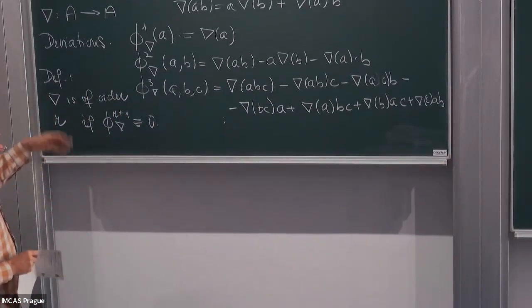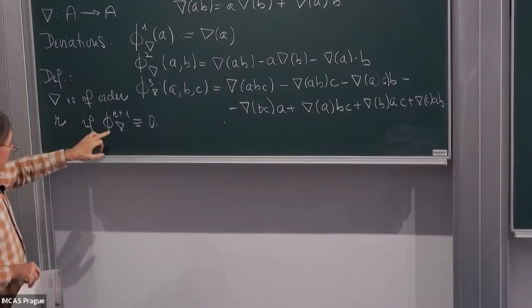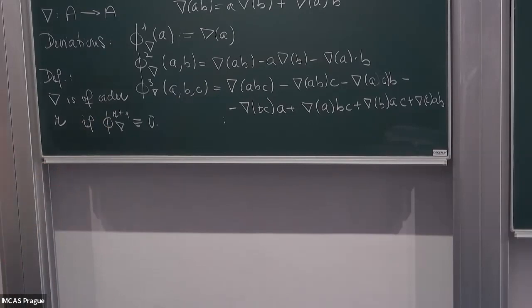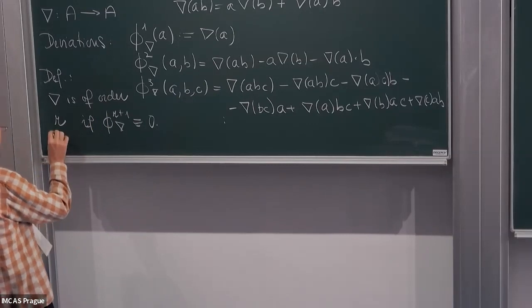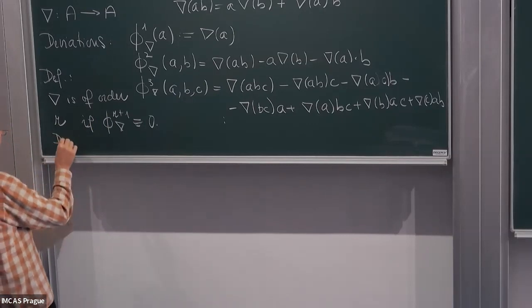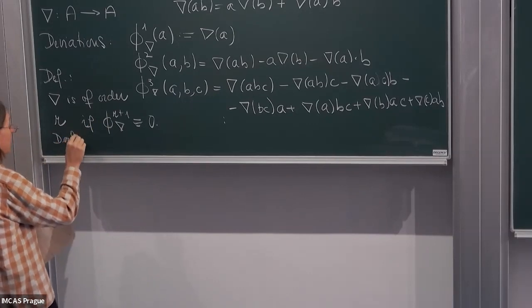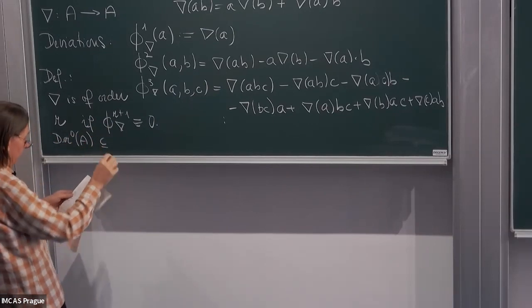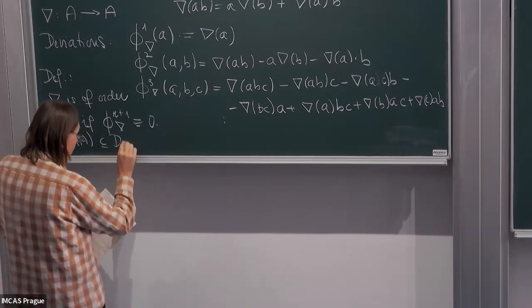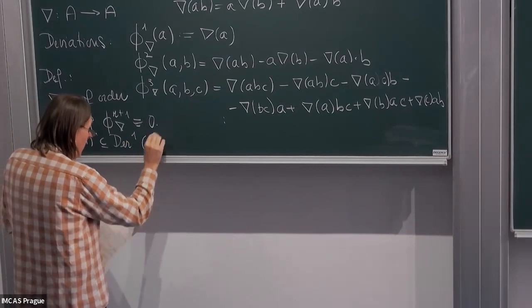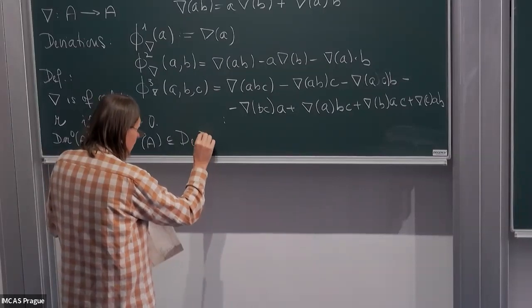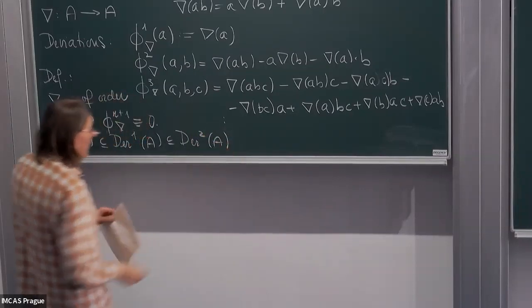Yeah, you can, for instance, easily verify that if phi s vanishes, then phi r vanishes for all r which are greater than s. Therefore, you have a filtration of linear functions, like derivations of order 0 of A. Well, this is a trivial space. They are a subspace of derivations of order 1, and they are a subspace of derivations of order 2 of A, and so on and so on.